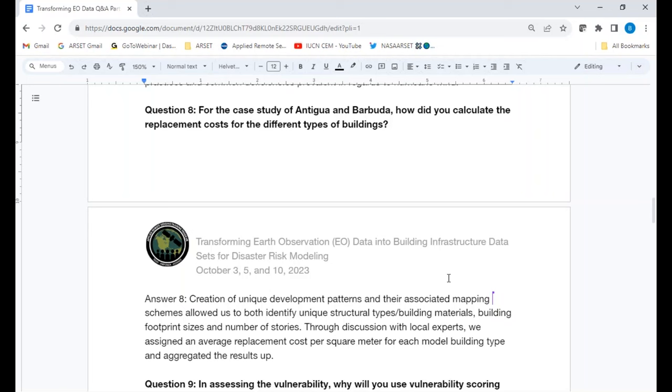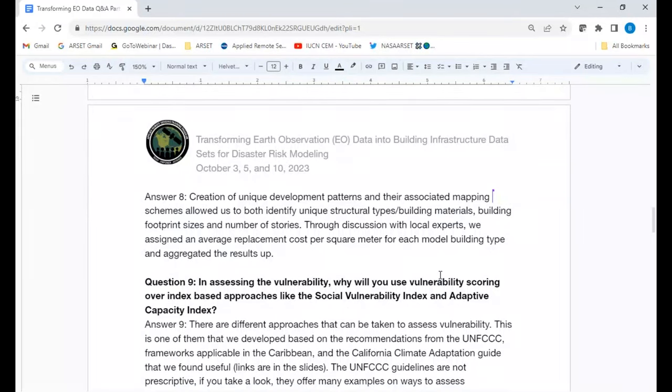Through discussion with local experts, we assigned an average replacement cost per square meter for each model building type and aggregated the results up. So hopefully that little bit more explanation of that method can clear that up for you. Thank you very much.